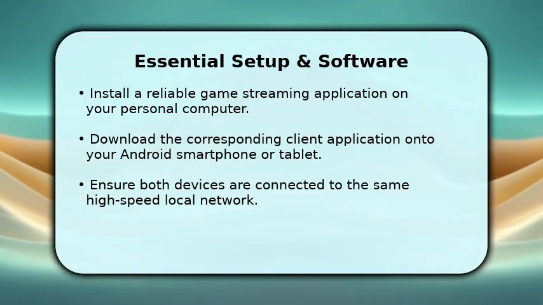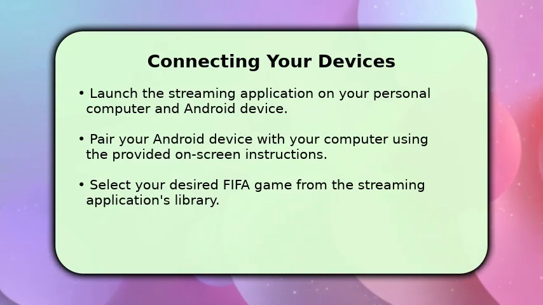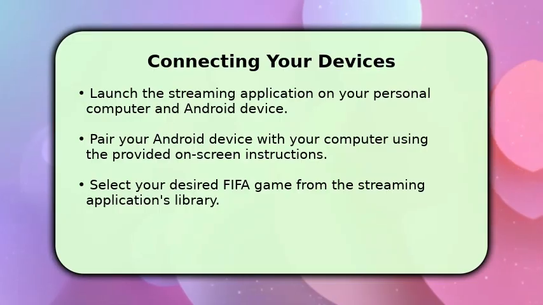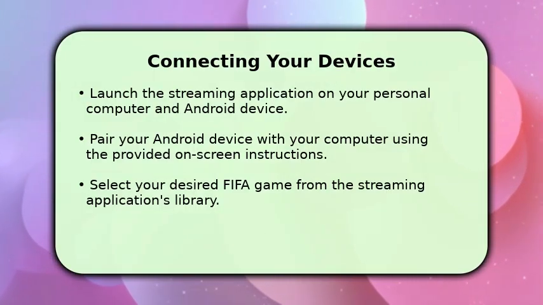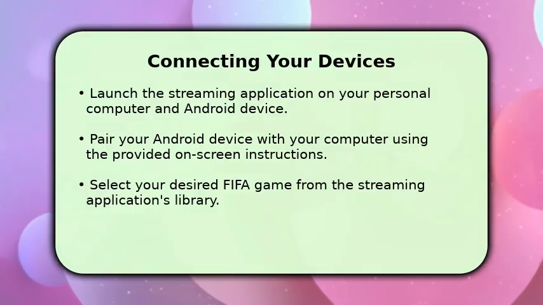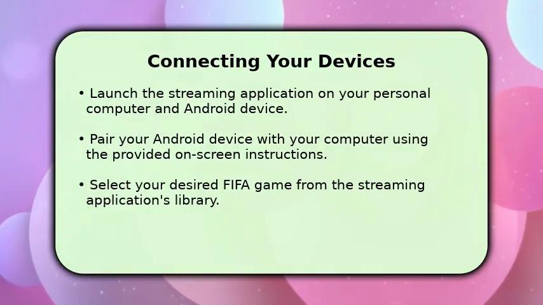A strong, consistent Wi-Fi connection, preferably 5 GHz, is crucial for minimizing latency and ensuring a fluid gameplay experience. Once both applications are installed, launch the streaming server on your PC and the client app on your Android device. The Android app will typically scan for available computers on your network. Follow the on-screen prompts to pair your devices, often involving a 4-digit PIN.